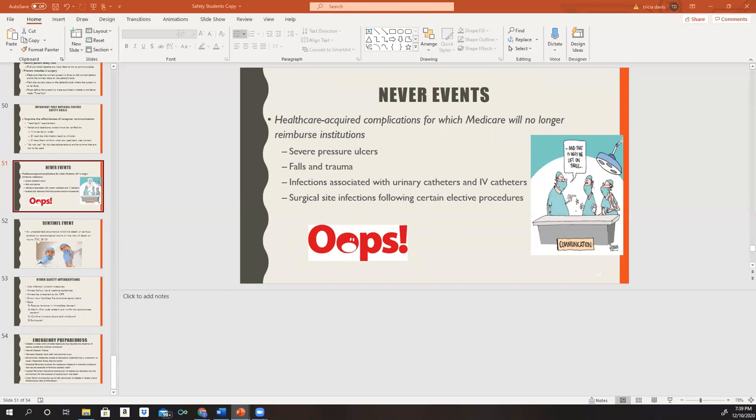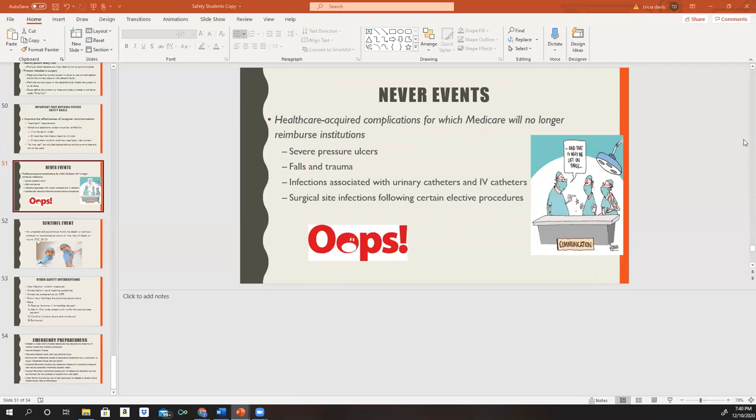And then the area opens up and turns into a sore. And before you know it, within a matter of weeks, it's down to the bone. So pressure injuries, ulcers are preventable. They should never occur, and they will not pay for them anymore. So any kind of falls or trauma related to falls in the hospital, infections associated to them, urinary catheters, IV catheters, and surgical site infections following certain elective procedures.